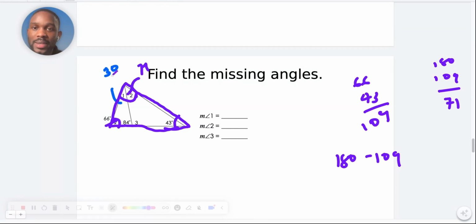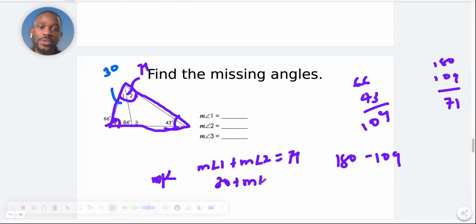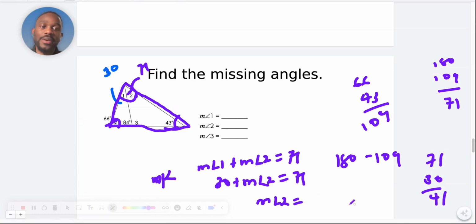But I know angle 1 is 30. What about angle 2? The measure of angle 1 plus the measure of angle 2 has to give me 71. But I know angle 1 is 30, so 30 plus the measure of angle 2 that I'm looking for has to give me a 71. So meaning the measure of angle 2 is equal to 71 minus 30, which gives me 41. So this is 41. So I know this whole angle here is 71, this whole angle is 66.